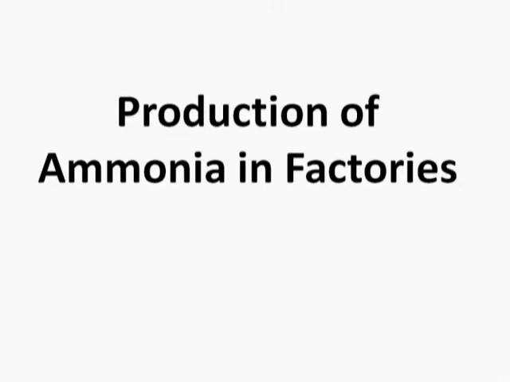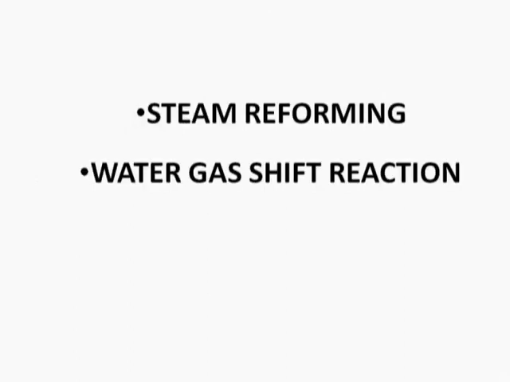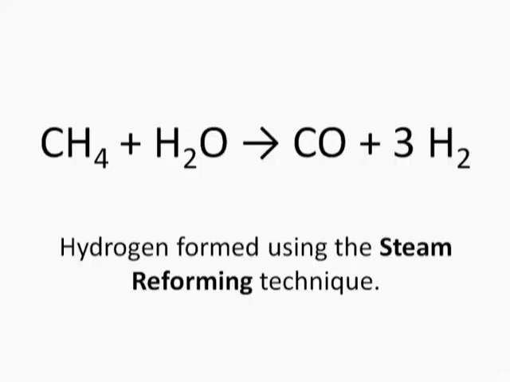Next thing I'm going to talk about is how ammonia is produced in factories, with special significance of the Haber-Bosch process. In factories, first hydrogen is obtained from air and purified of sulfur. Next, using steam reforming and the water gas shift reaction, hydrogen is obtained. It's obtained out of these following reactions.